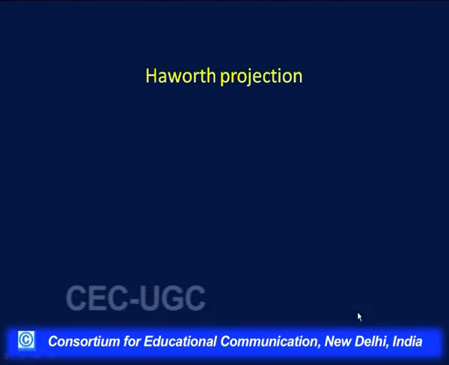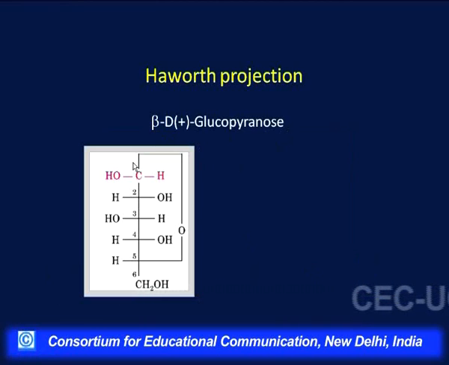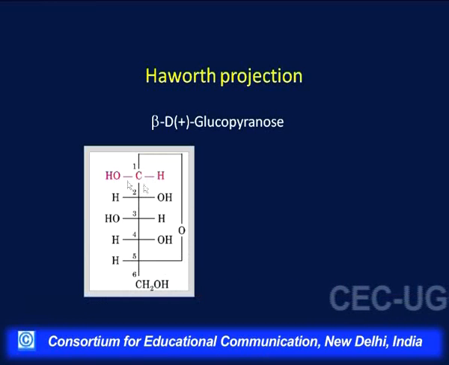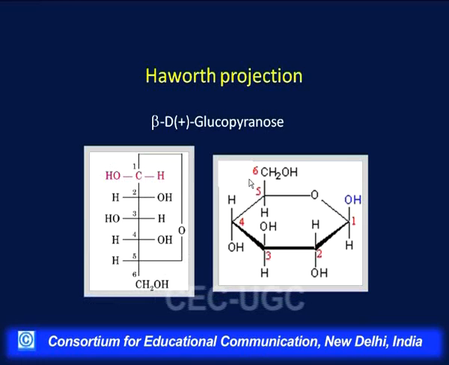Then let us have the configuration for the beta isomer. For beta-D-glucopyranose, there is no difference in the configuration at carbon numbers 2, 3 and 4. The hydroxyl at carbon 5 is involved in the ring formation. The only thing is that in the beta anomer, this hydroxyl is on the left-hand side. So, when we draw its Haworth projection, we will find that now this hydroxyl will be above the plane. This is the only difference between the alpha and beta forms of D plus glucopyranose.